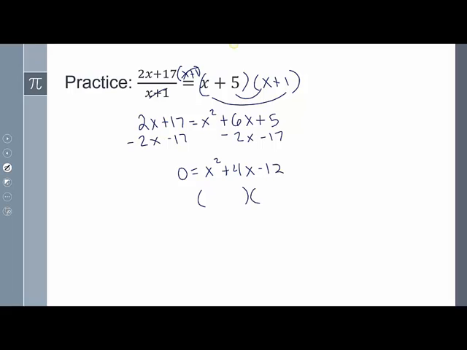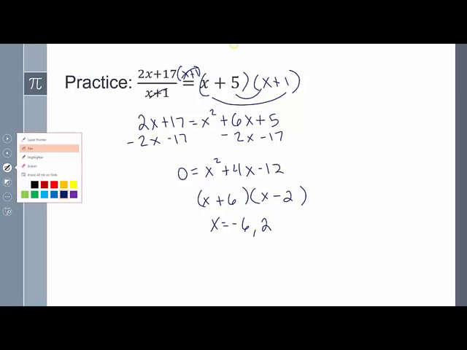So now trying to factor this, I'm going to get x plus 6 and x minus 2, which is going to be negative 6 and positive 2. Now checking for extraneous solutions, if I take those values and plug them in, if I plug in negative 6, I don't divide by 0. If I plug in 2, I don't divide by 0. So those are good solutions.